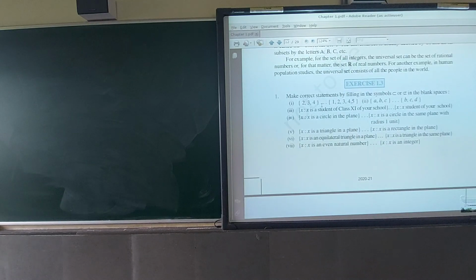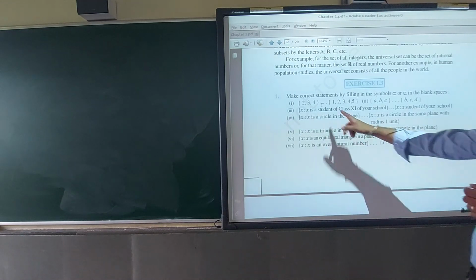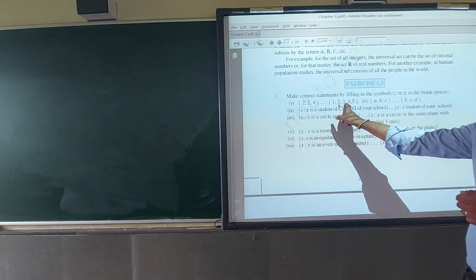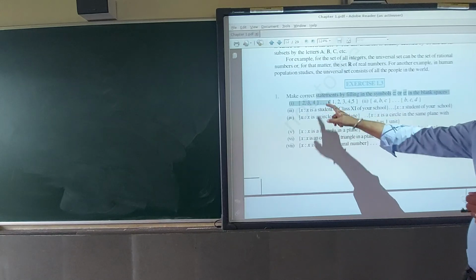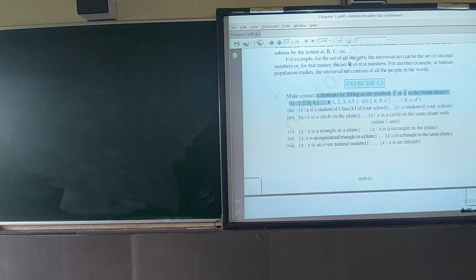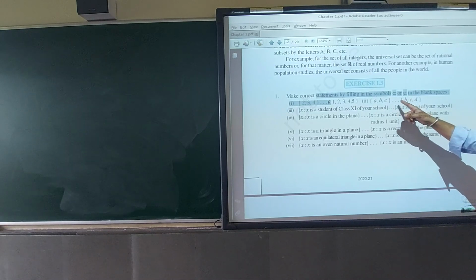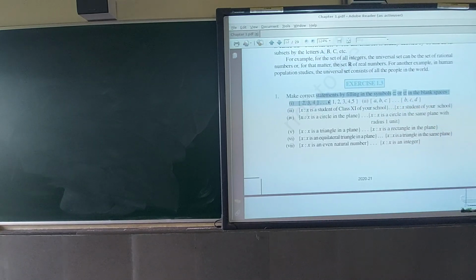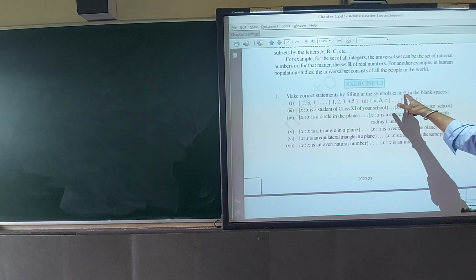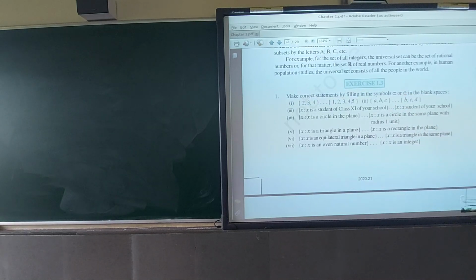Look at the first part. 2, 3, 4 are in this or not? Yes, 2 is there, 3 is there, 4 is there. So we can write the sign of the subset here. A, B, C: A is not there, B is there, C is there, but A is not there. So what can we write? The second one is not a subset.